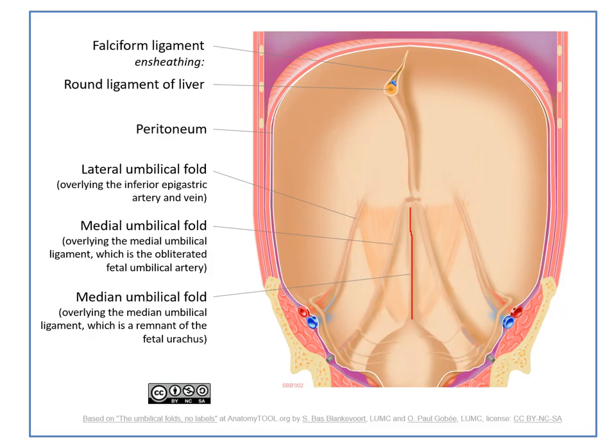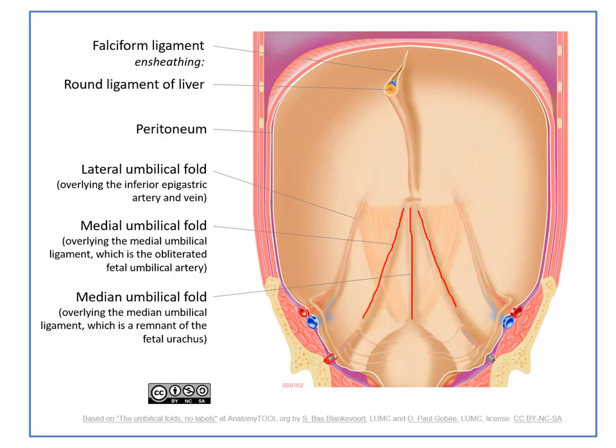Whereas for the medial umbilical folds, you can see the pairs of folds on the right side and the left side lateral to the median umbilical fold. This is formed by the presence of the obliterated umbilical artery, and this artery is going to be forming what we call the medial umbilical ligament.